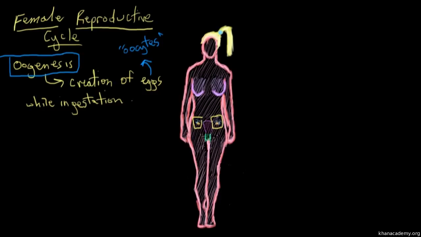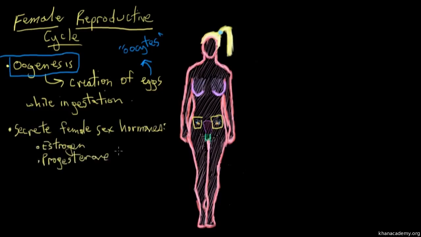The other major function of the ovaries is to secrete the female sex hormones, estrogen, progesterone, and one called inhibin. And we'll talk about their functions a little bit later on. So let's first discuss how the eggs are made in the ovary in the first place.